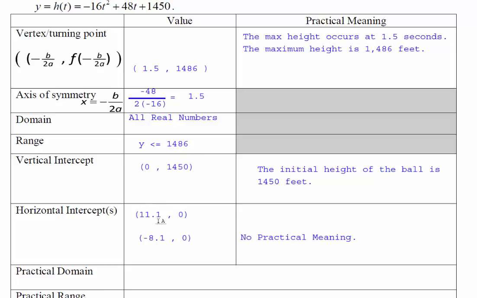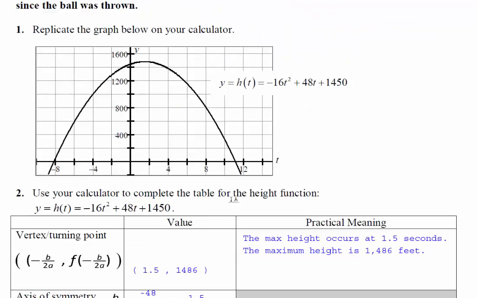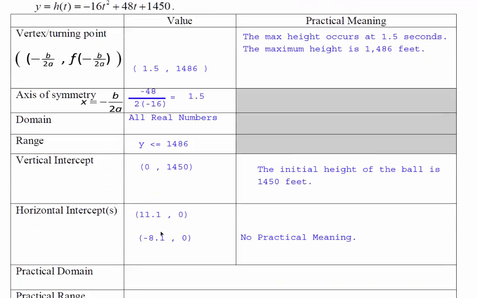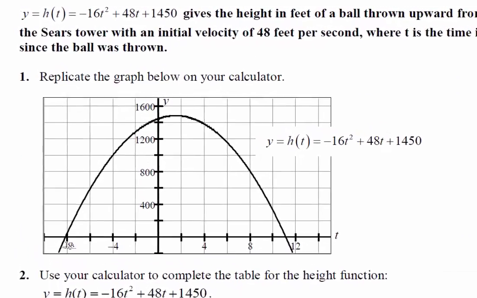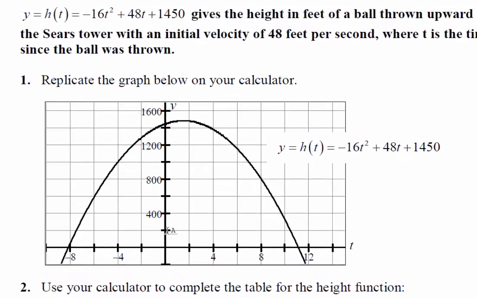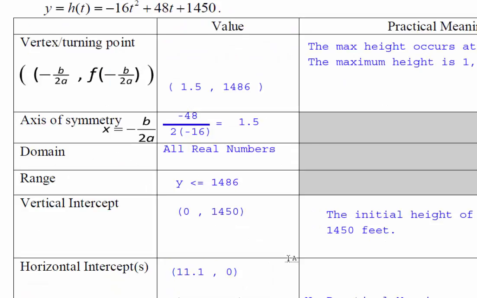Right, because remember, the input represents the time. So there's no such thing as negative time, right? We don't really care about the position of the object at negative 8.1 seconds. But at 11.1 seconds, the height of the ball is 0, right? If the input represents time and the output represents height, at about 11.1 seconds, the height of the object is on the ground, or is 0.